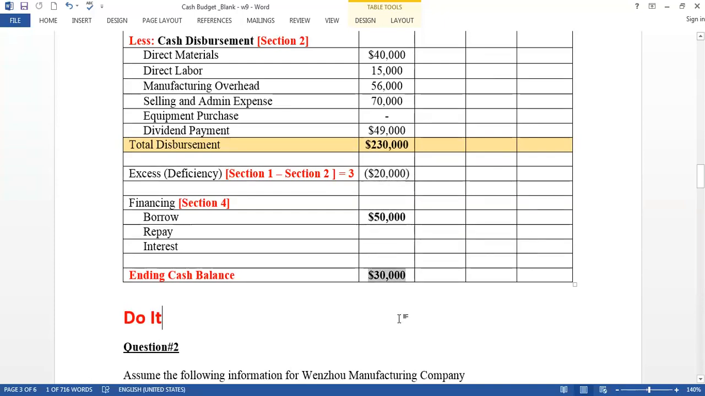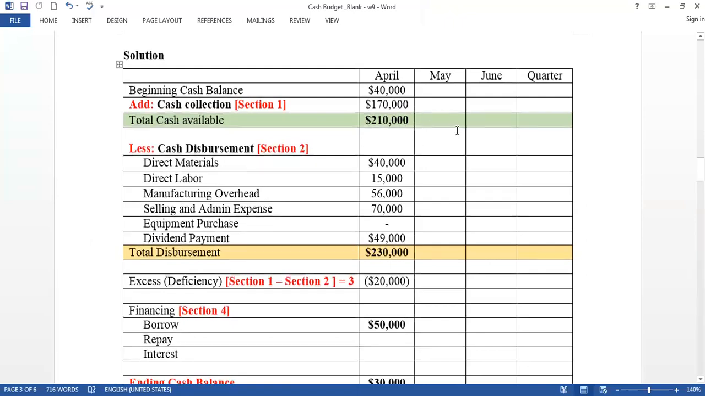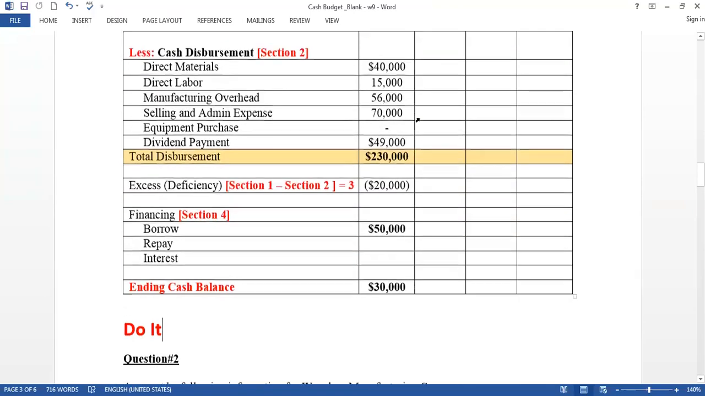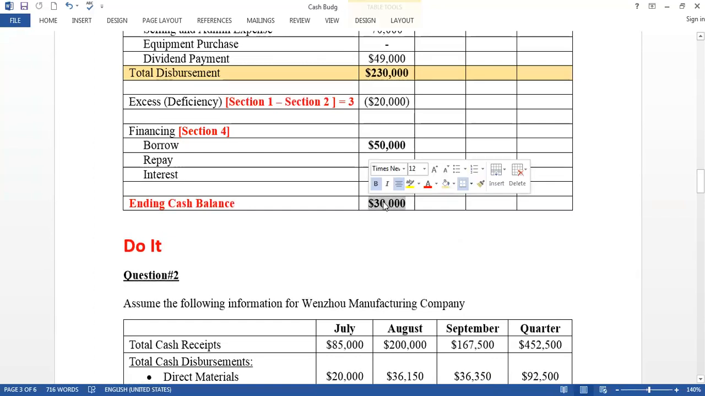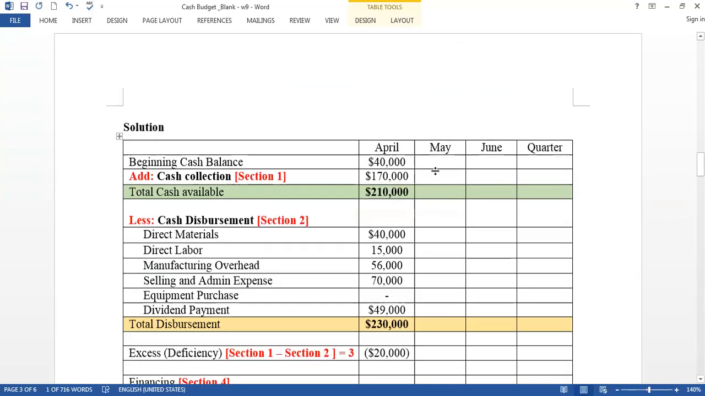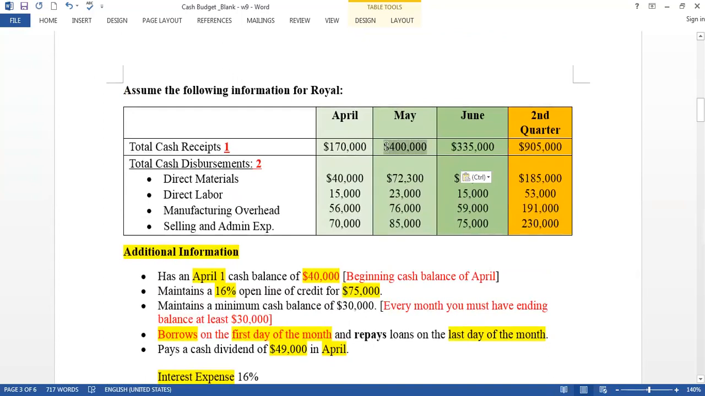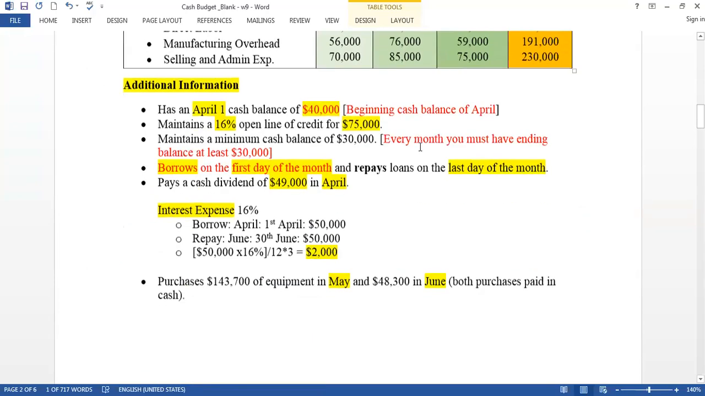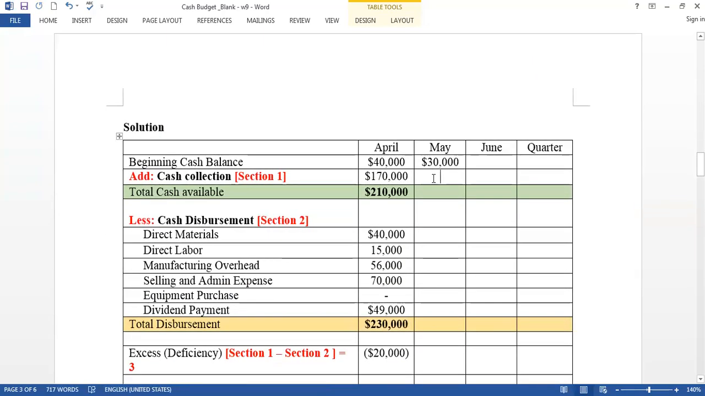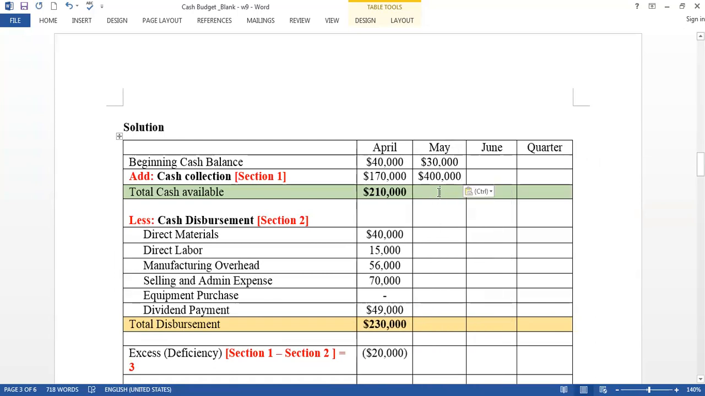Now the ending balance of April is the beginning balance of May. Clear? So this is the ending cash of April. The ending cash balance of April is the beginning cash balance of May. Do you understand? Now we know the beginning cash balance of May and the money we are going to collect in May. In the month of May, we are going to collect $400,000. The question tells you this information. Now total cash collection in the month of May is $430,000. This is the available collection in May, right?